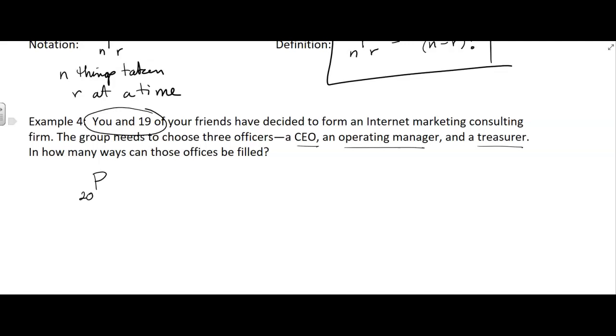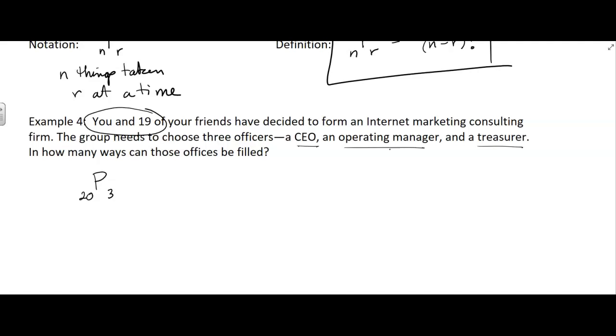And how many are we taking? We're taking 3 at a time. And that'll tell us how many different ways we get our officers. Now, does order matter? Yes, because it makes a difference which one's the CEO, which one's the operating manager, and which one's the treasurer. Okay, so it is a permutation. Once you're the CEO, you can't be the other two, right? You can't hold 2 positions, I guess.